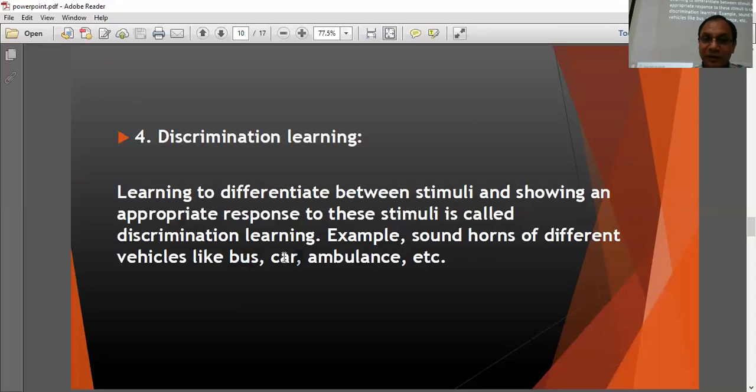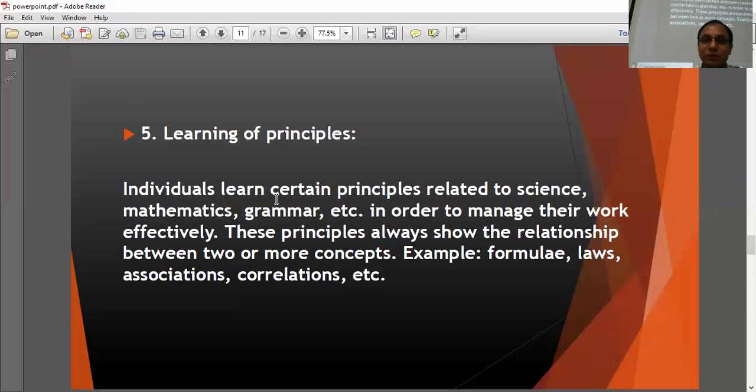So by not moving away or going into another lane, you are telling the bus driver that he has to wait because you are there, you are before him, and your right is the first right. But if it is an ambulance, then you know that the ambulance has the first right to go, right? So that is what we call discrimination learning. So you are discriminating between different situations.